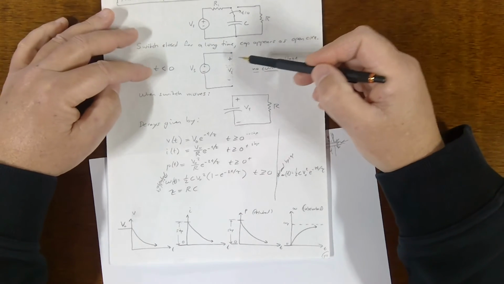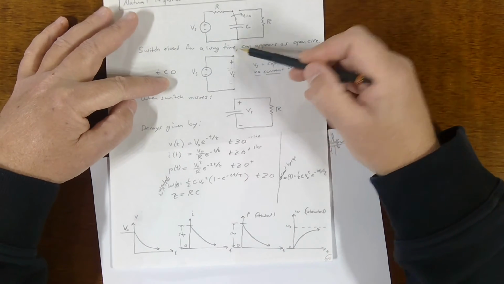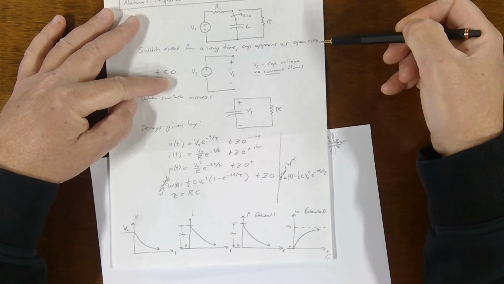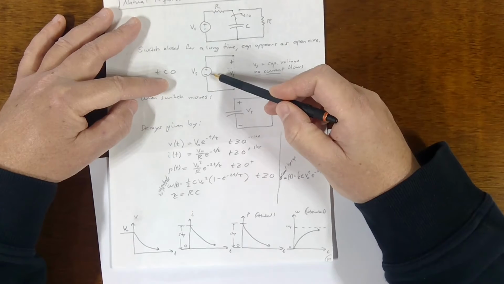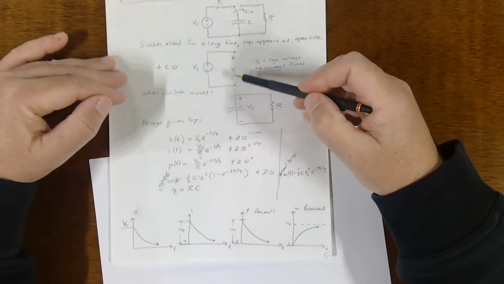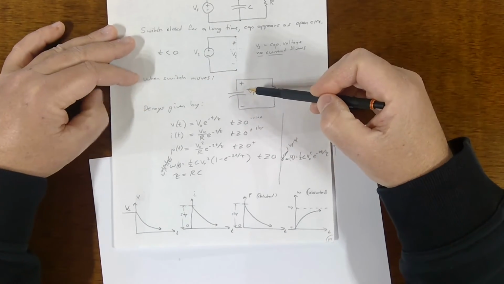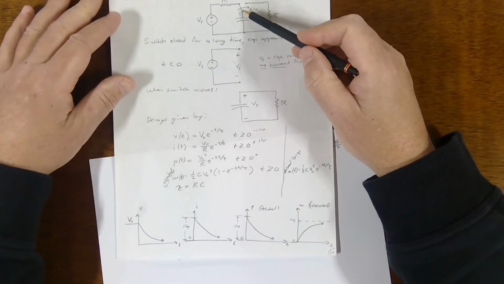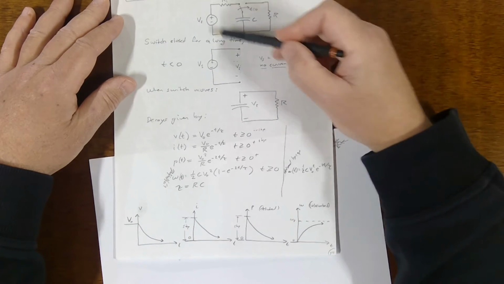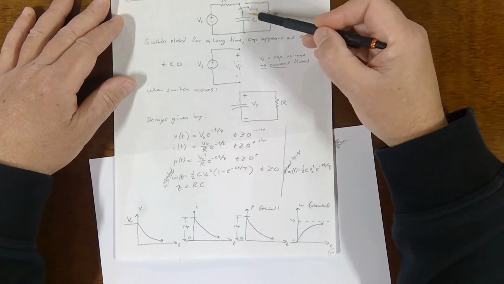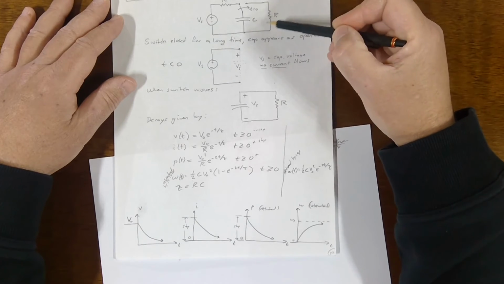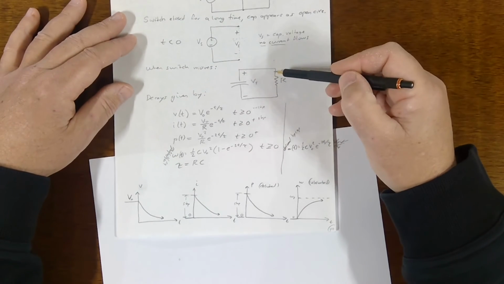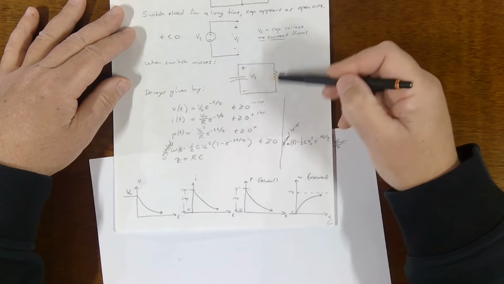All right, so with the switch closed for a long time, the cap will appear as an open circuit, and it will match the voltage of the source. So when we throw the switch, we disconnect the energizing part of the circuit, and now we're discharging the cap into this resistor, and the circuit looks like that for the discharge phase.